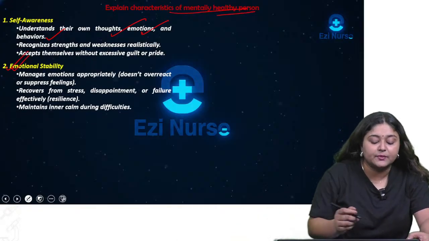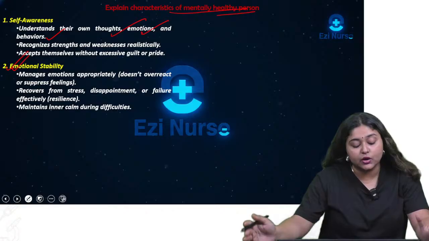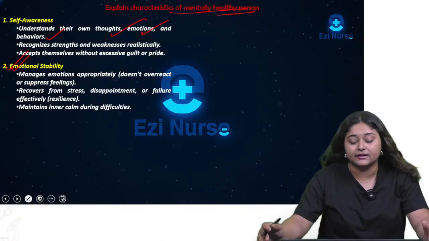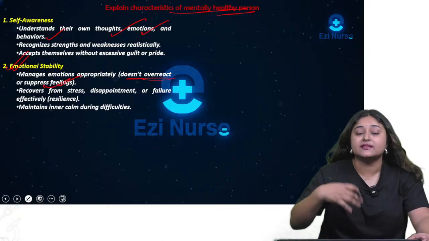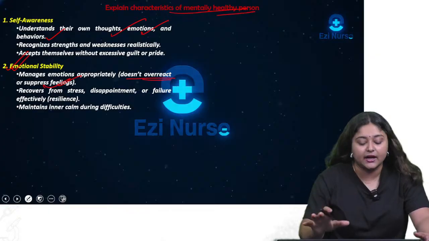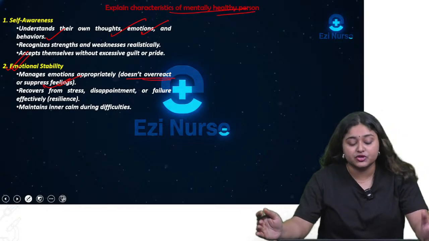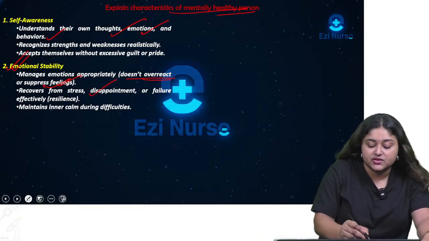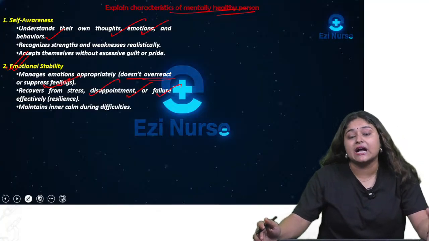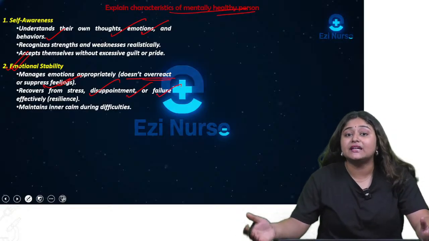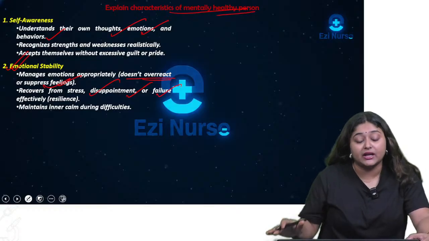Now come to emotional stability. In this you have to manage your emotions appropriately, and not overreact or suppress feelings. Okay, so that matters. If you overreact, everyone will blame you, and if you suppress your feelings, or become an introvert, it will hurt you, right? So for that you have to maintain emotional stability. You always have to be emotionally strong, and also recover from stress, disappointment as well as failure effectively, and maintain inner calm during difficulty. During a difficult period, if you react too much, it will be problematic for you. So that's why you have to be very calm.